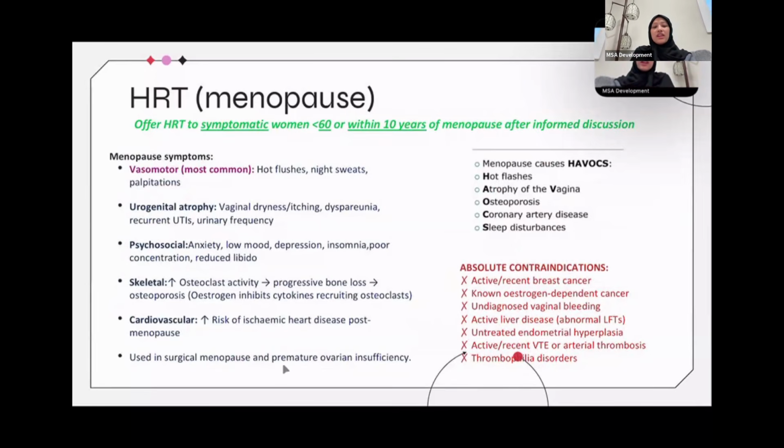It can be given in premature ovarian insufficiency, which is what some people have at the age of less than 40 years of age. They have less or diminished egg reserve, so they have the same symptoms of menopause. It's just way earlier, ahead of their time, right? Surgical menopause is someone who had surgery removing the ovary and uterus, so they will not naturally have the estrogen and progesterone, so you want to give them replacement.